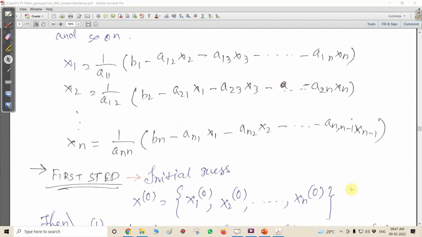Now for the first step, I'm assuming values for x1, x2, up to xn. These are called the roots, or the solutions, which you have to find out. Some people use x, y, z, but I'm using x1, x2 up to xn. First I assume the values of x1, x2 and xn by looking at the equation, or in this case I'll start with 0.